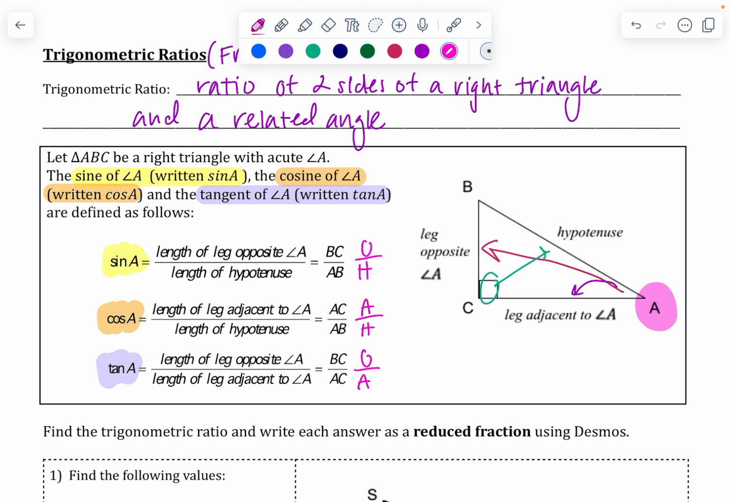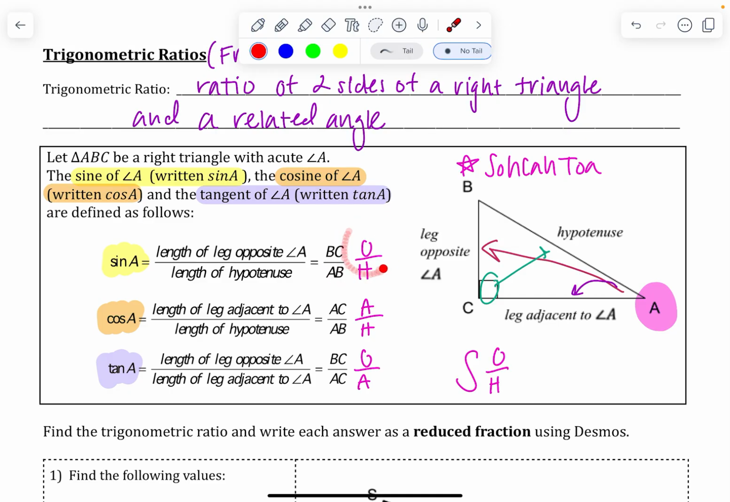There is a good way to see it. This is called SOHCAHTOA. It's a funky word. SOHCAHTOA, okay? Where the S stands for sine. Sine is the opposite over the hypotenuse, what we just saw right here, right? I'm going to have cosine. Cosine is the adjacent over the hypotenuse, which is this guy right here.